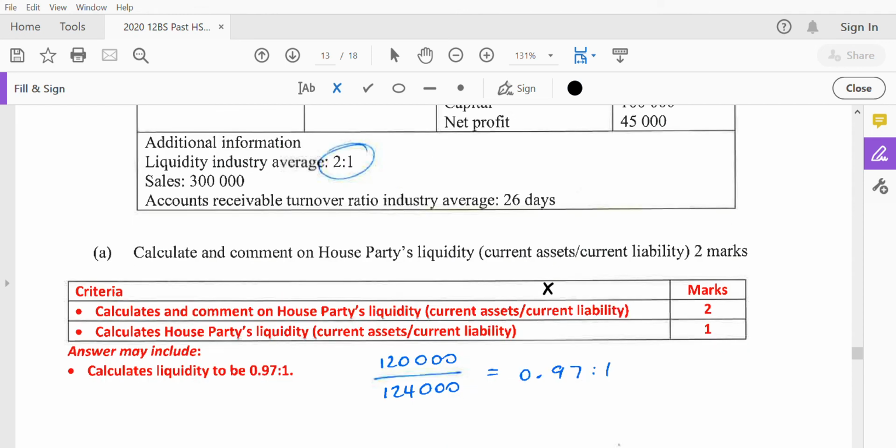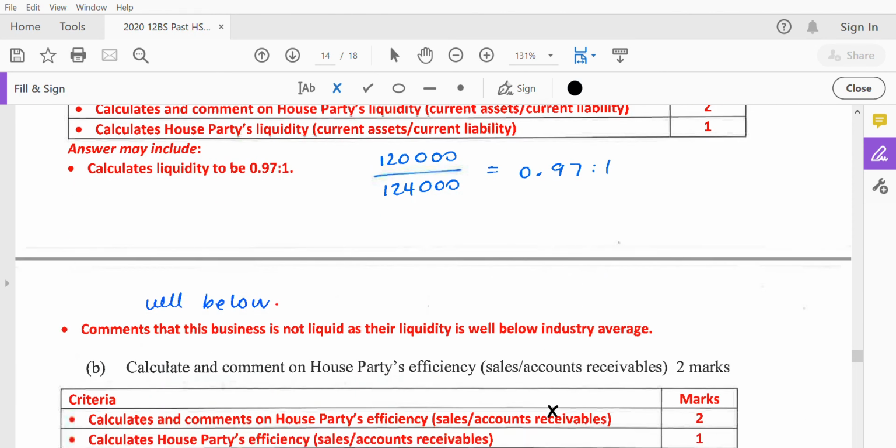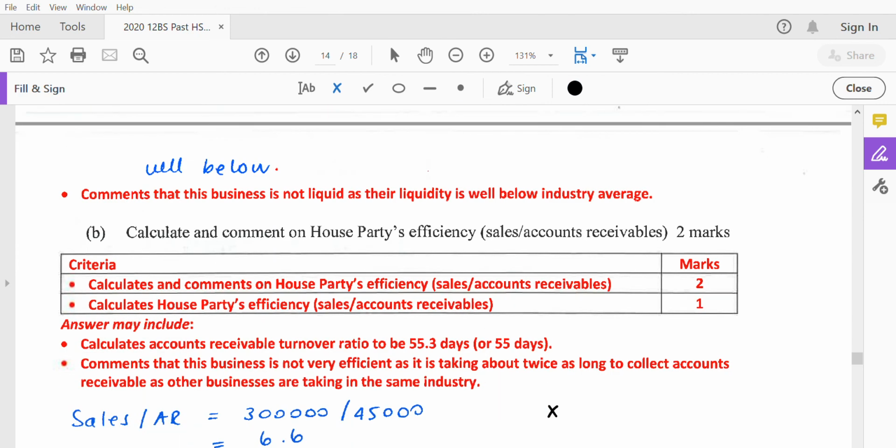Calculate and comment on house party's liquidity. So it's 120,000 over 124, and you get 0.97 to 1. If you comment, it is well below, because we know the industry average from above is 2 to 1. So it is well below the industry average, which is not a good thing, because it means that they don't have as much money to pay off their debts.